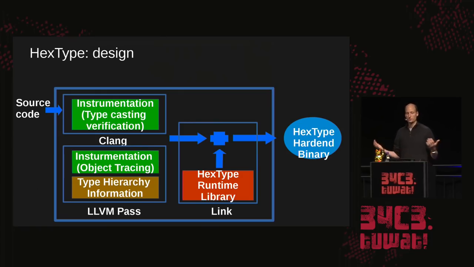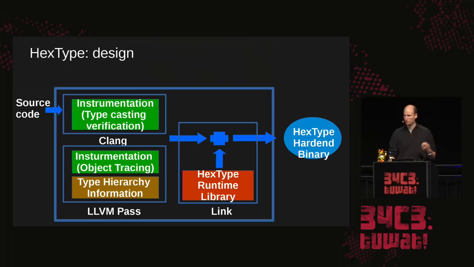So we've built this large system based on LLVM, where we instrument source code on top of Clang with additional explicit type checks during the compilation. We do object tracing as part of additional LLVM passes and track the type hierarchy. And then at runtime, you can check if something fails or not. And then we have a hardened binary that does all the explicit type checks.